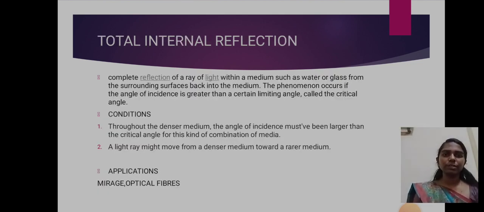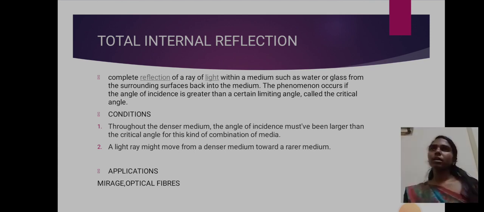Total internal reflection: complete reflection of a ray of light within a medium such as water or glass from the surrounding surface back into the medium. The phenomenon occurs if the angle of incidence is greater than a certain limiting angle, called the critical angle. What are the conditions for total internal reflection? The light must travel through the denser medium, and the angle of incidence must be larger than the critical angle. The light ray must move from a denser medium toward a rarer medium. The applications are mirage and optical fibers.